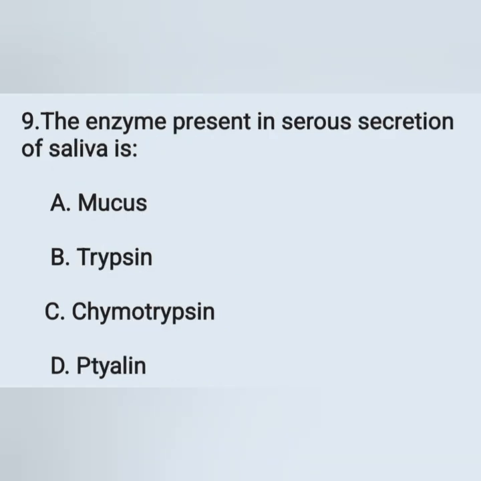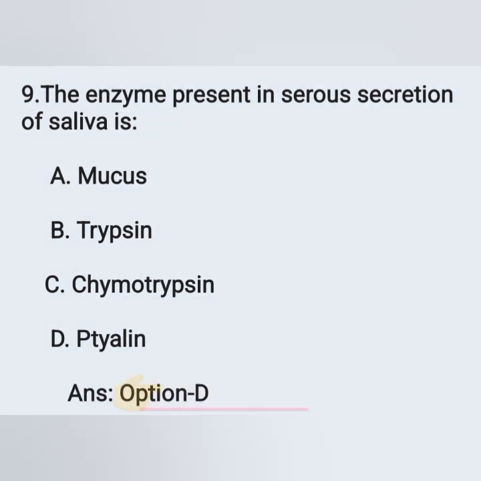And the next question. The enzyme present in serous secretion of saliva is. Options, option A mucus, option B trypsin, option C chymotrypsin, option D ptyalin. The enzyme present in serous secretion of saliva is ptyalin. Option D is the correct answer.